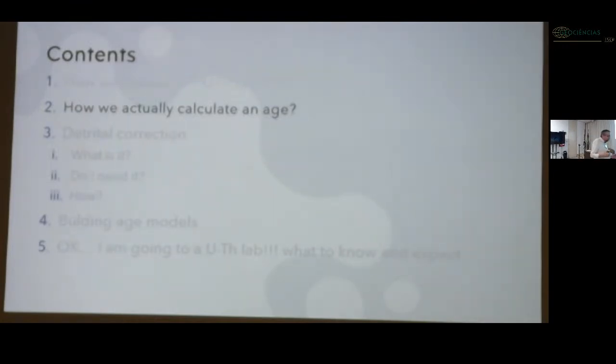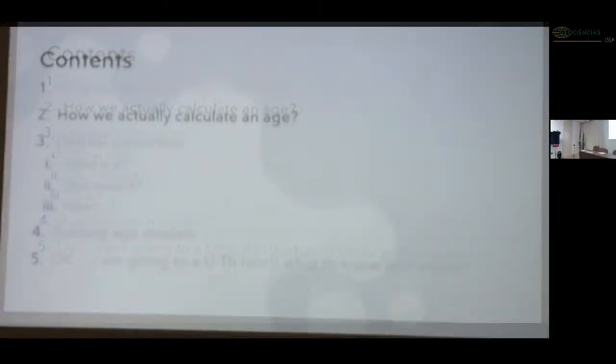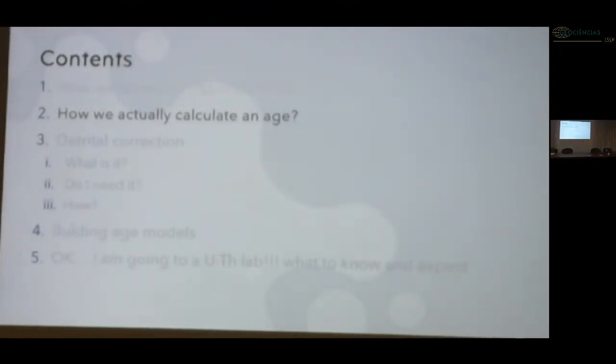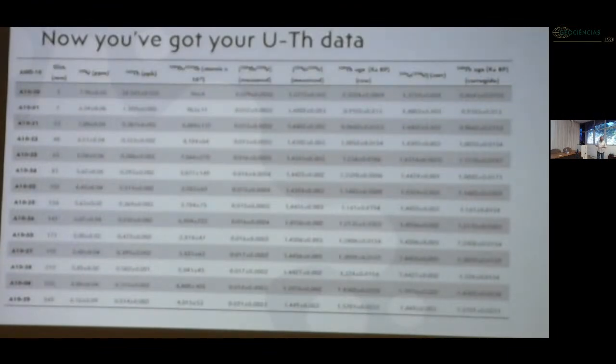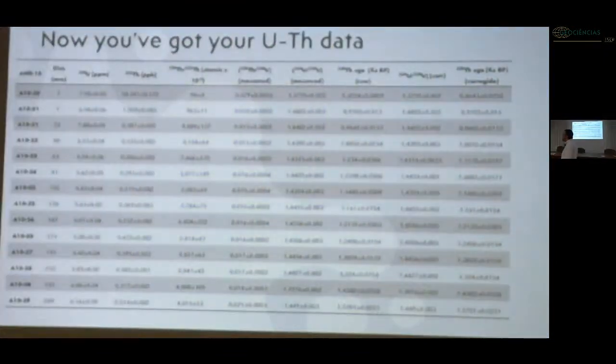So now we have uranium and thorium separated. We've already put it through the mass spectrometer, and boom, you got your data. How did we get from this to here? And this is going to take us a good part of the next hour.